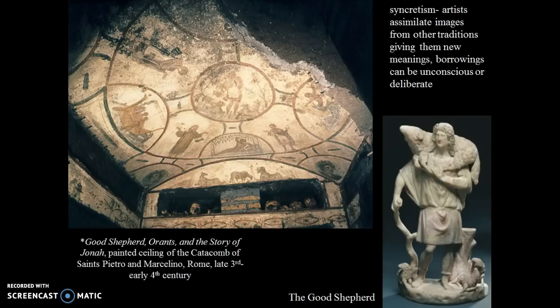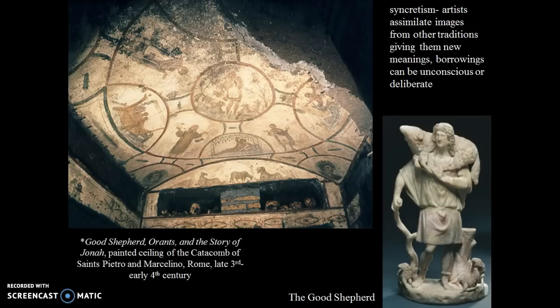This process is known as syncretism. And syncretism is when artists assimilate images from other traditions, giving them new meaning. Borrowings can be unconscious or deliberate. They often invest standard images with symbolic meaning.